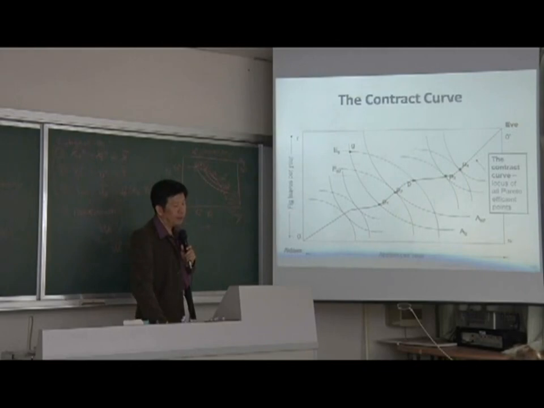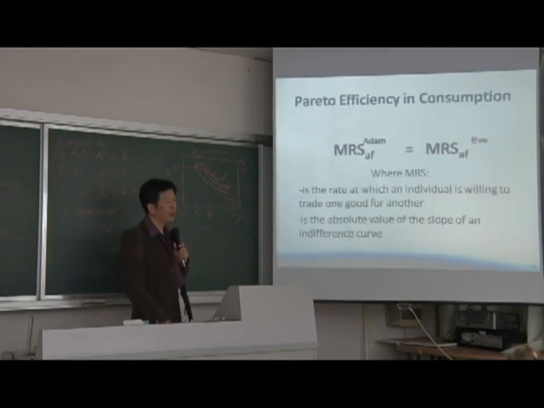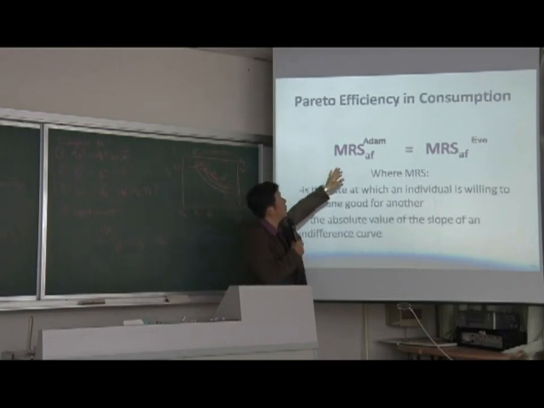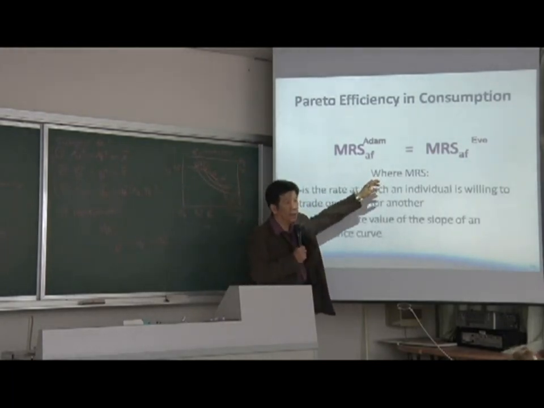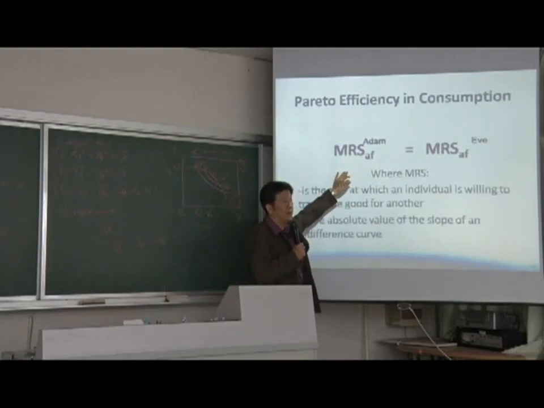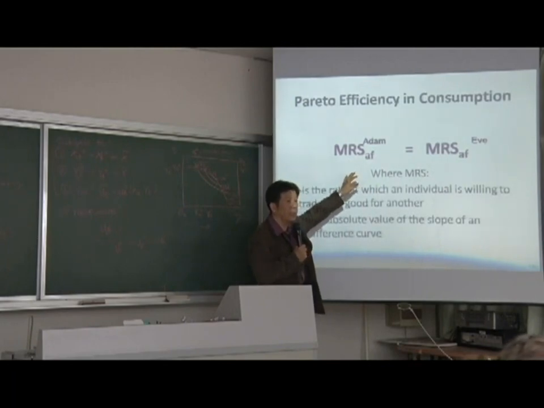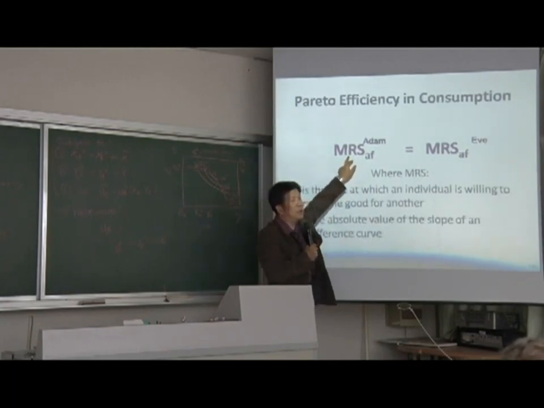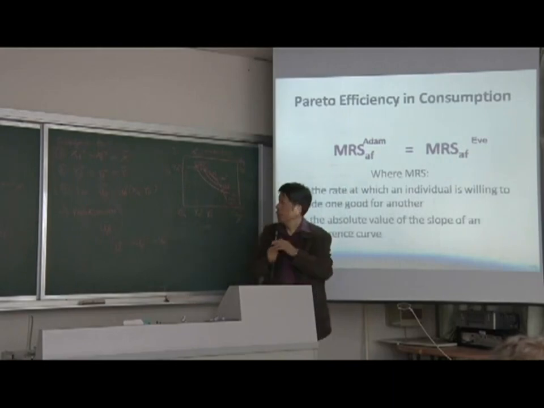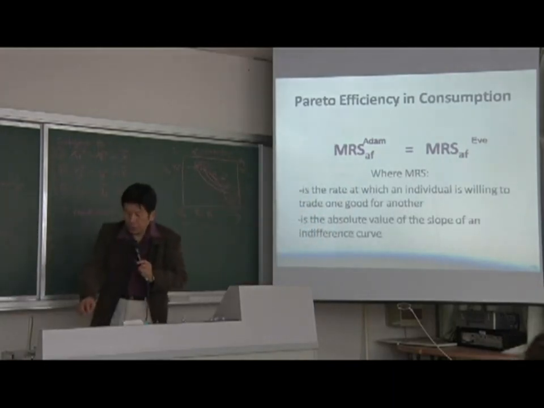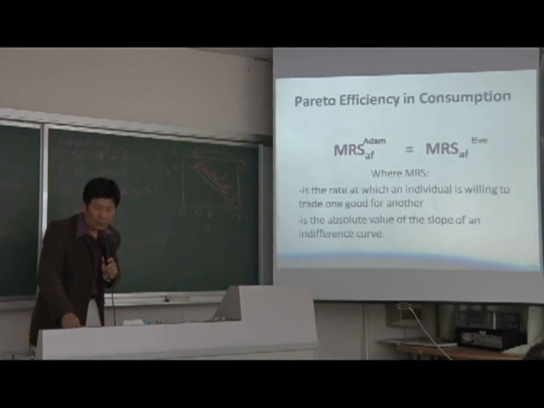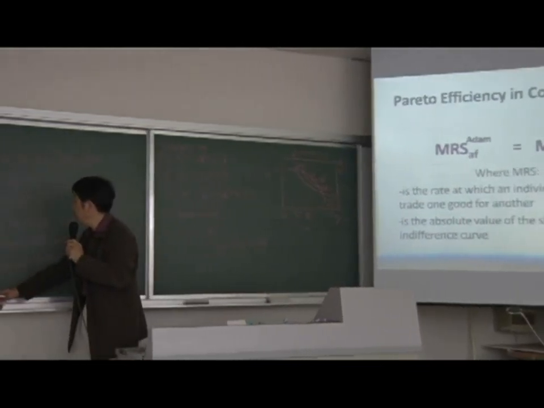Okay, so after that, you can see we can find the Pareto efficiency in consumption. So you can find MRS equal to MRS. Do you know what MRS is? MRS means marginal rate of substitution. Actually, MRS means the slope of the indifference curve. Do you remember? We talked about this. MRS, okay.